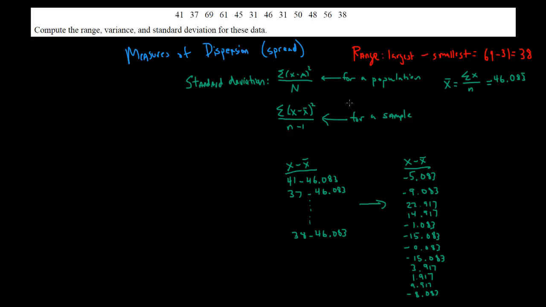Okay? Now, what we need to do is square all of these values. Okay? And then add them all up. Okay? So, let's see. X minus x bar squared. Take all these numbers and square them. Okay, so let's see here. Negative 5.083 squared is 25.